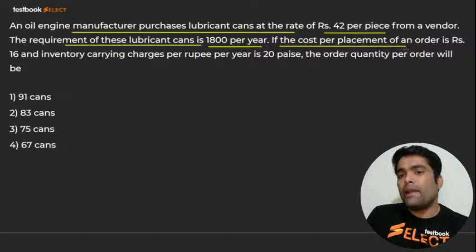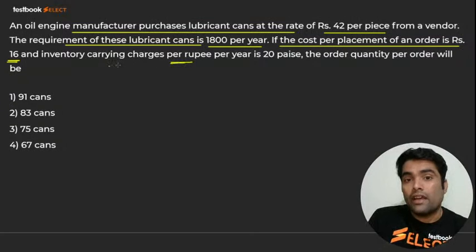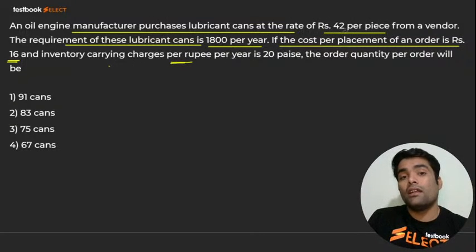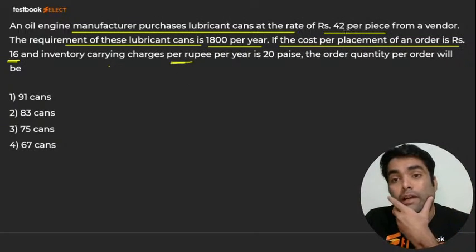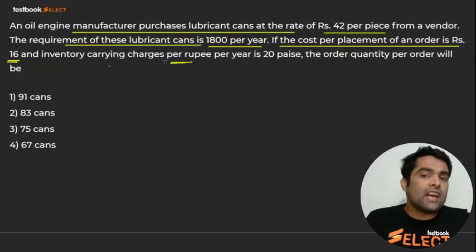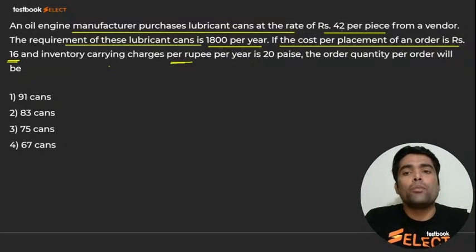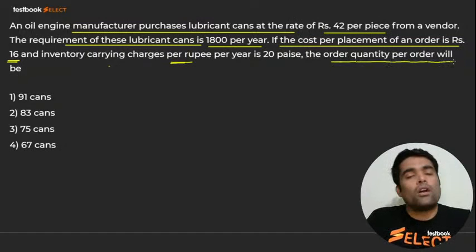If the cost per placement of an order is rupees 16, and inventory carrying charges per rupee per year. Charges will be on what? On the bottle price, that is your buying price, and the bottle price is 42. Try to listen very carefully. Inventory carrying charges per rupee per year is 20 paise. The order quantity per order will be?